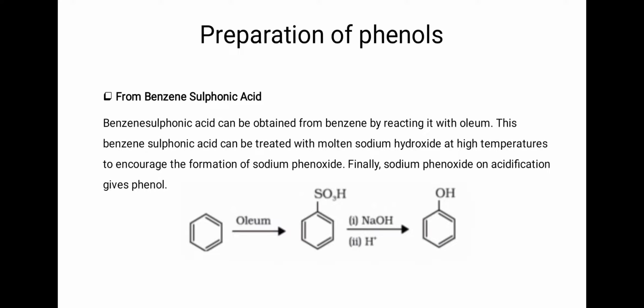This benzene sulfonic acid can be treated with molten sodium hydroxide at high temperature. Means we have to treat the benzene sulfonic acid with sodium hydroxide at very high temperatures so that it can encourage the formation of sodium phenoxide. After the formation of sodium phenoxide, the second step will be the workup process, right? So in the workup we finally get sodium phenoxide converted into phenols, as you can see in the reaction below.